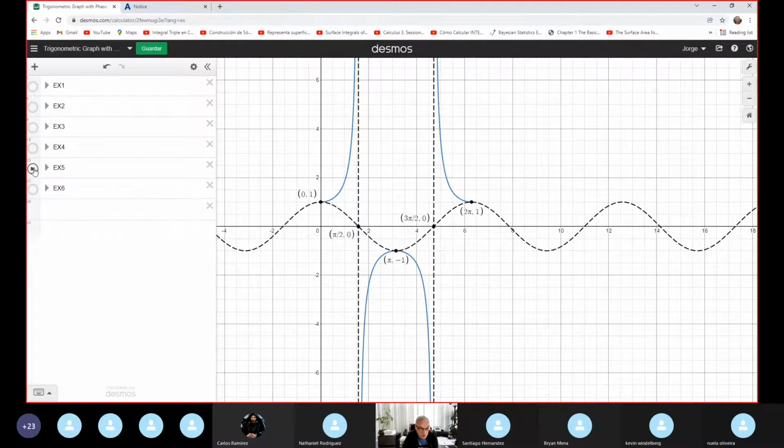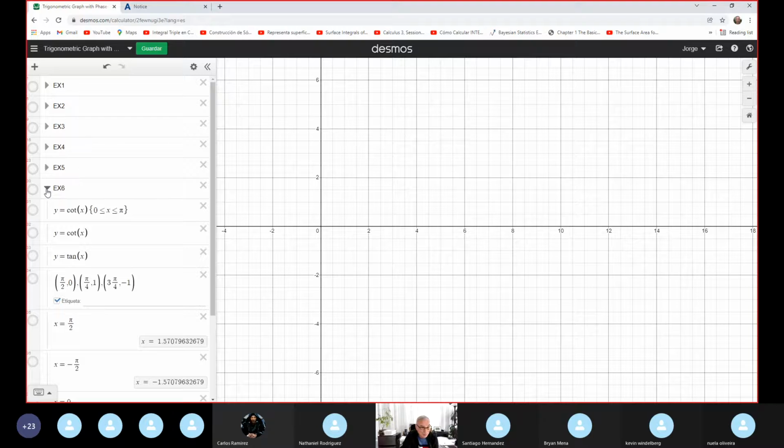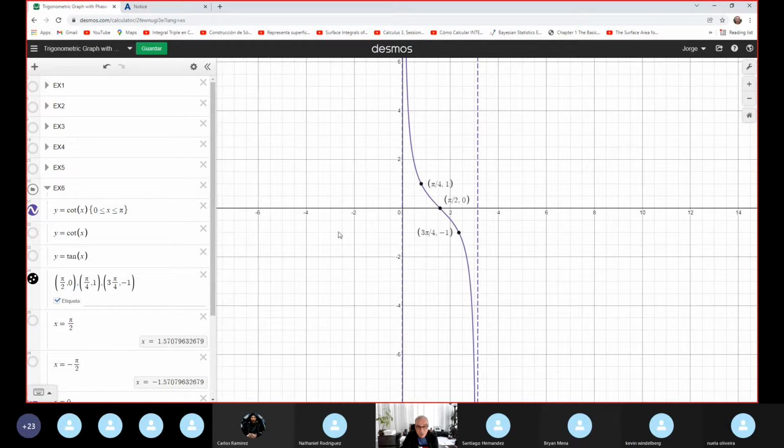Do you understand the idea? It's no big deal. It's super easy. The only graphs that you need to learn super strong are sine and cosine, and of course tangent. The rest is easy. Cotangent is the reciprocal of tangent. This is a typical graph of one period of the cotangent, because the tangent is like that.